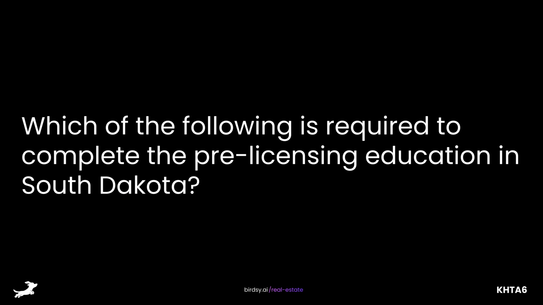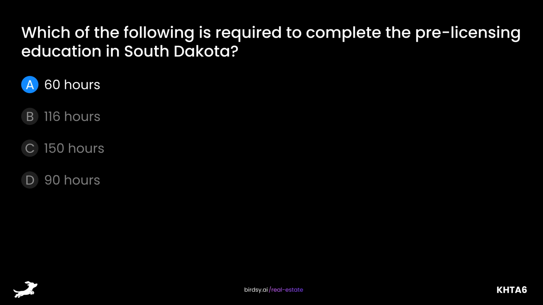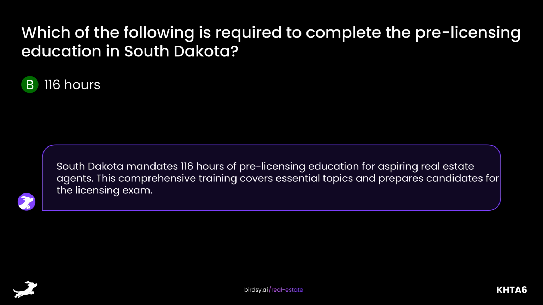Which of the following is required to complete the pre-licensing education in South Dakota? Is it A, 60 hours, B, 16 hours, C, 150 hours, or D, 90 hours? The answer is B, 16 hours. South Dakota mandates 116 hours of pre-licensing education for aspiring real estate agents. This comprehensive training covers essential topics and prepares candidates for the licensing exam.